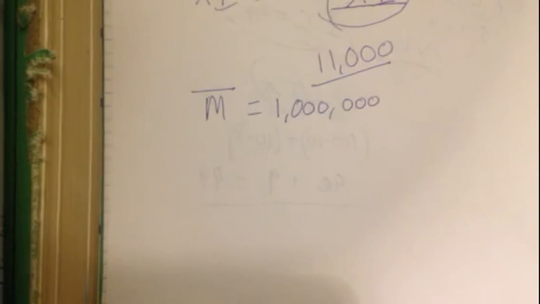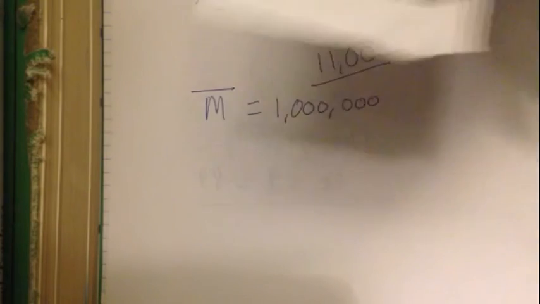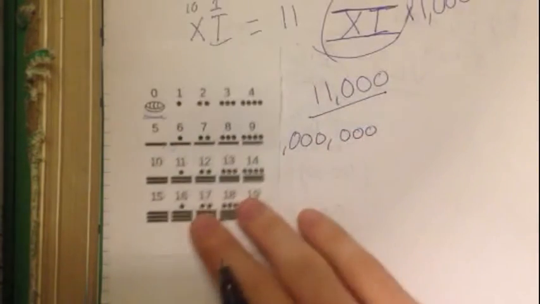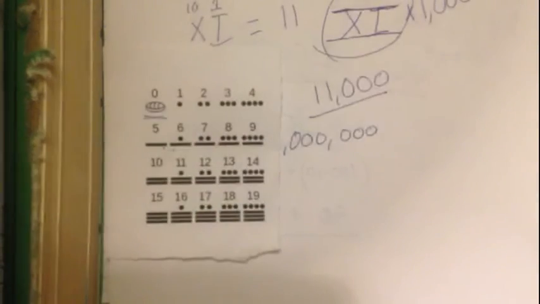And that's really it. That's really all the similarities and differences between the Mayan numerals, the Hindu-Arabic numerals, and the Roman numerals.